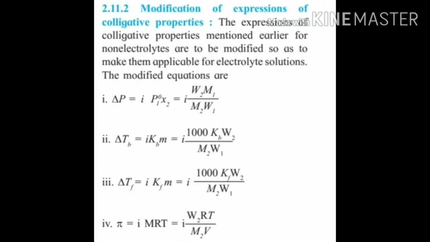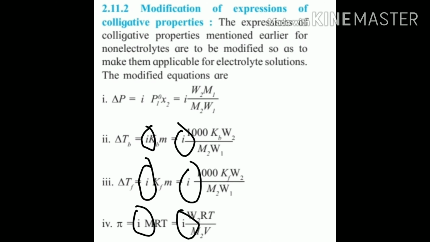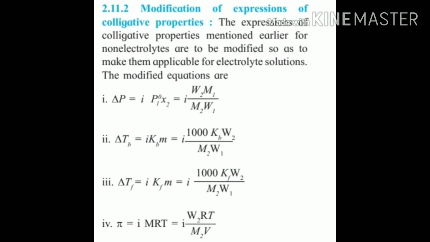The first formula here is for the lowering of vapor pressure. We have already derived it, so what we have to put is just that I in front of P01 X2, and then we have to substitute I W2 M1 upon M2 W1. So basically you have to just put the Van't Hoff factor I in front of each of the formulas. Similarly, you have to do for the boiling point elevation, freezing point depression, and osmotic pressure.